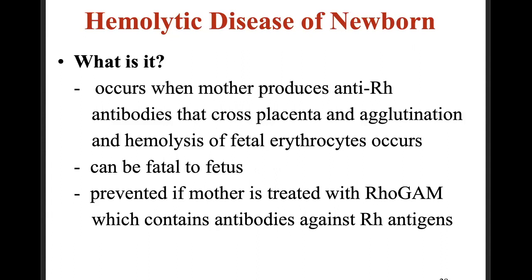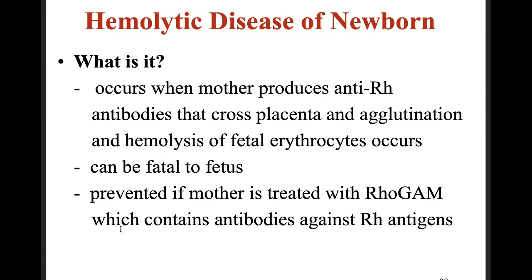So this defect is what we call hemolytic disease of the newborn. It occurs when the mother produces anti-RH antibodies that cross your placenta. Okay, that is the port of the mother and the baby for receiving blood, oxygen, and nutrients, your placenta. And agglutination and hemolysis of fetal erythrocytes occur. This can be fatal to the fetus.